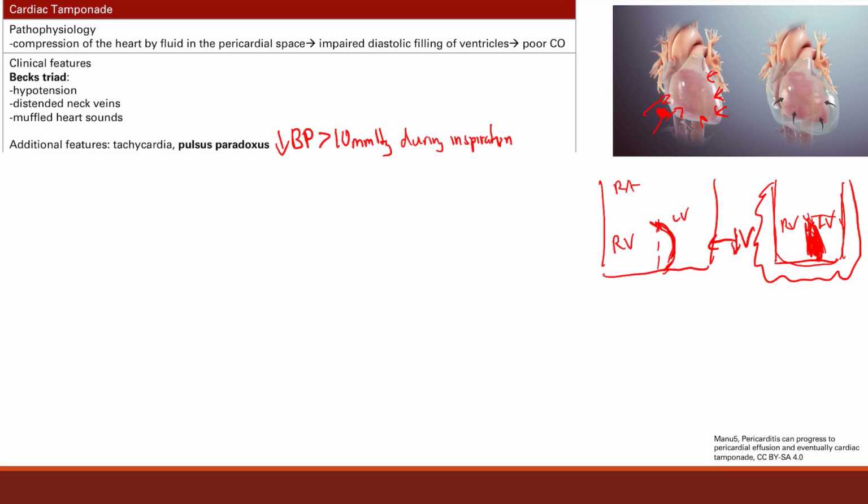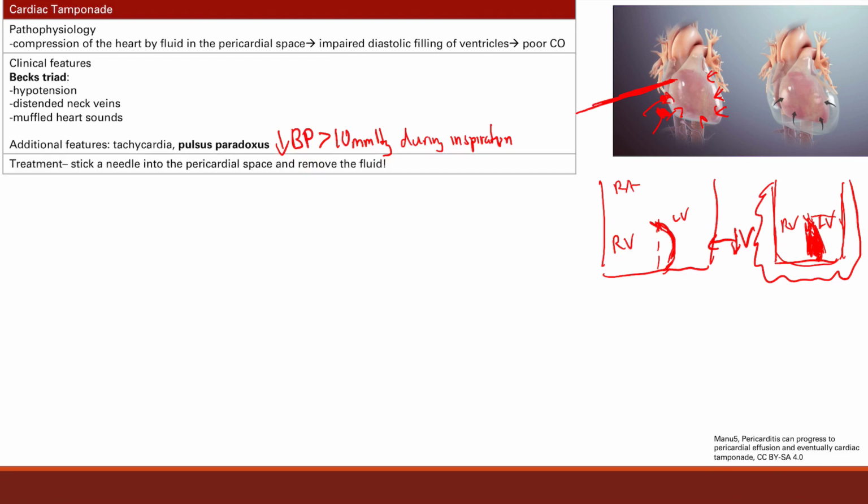How do we treat cardiac tamponade now? So now we have a bunch of fluid in the sac. That's a problem. So the answer is we remove the fluid. Easy as that. And all you do is you stick a thin needle into this area and you aspirate all that fluid out. And that's called a pericardiocentesis. Okay, it's kind of like the pneumothorax, the thoracentesis, but this one is the pericardiocentesis.